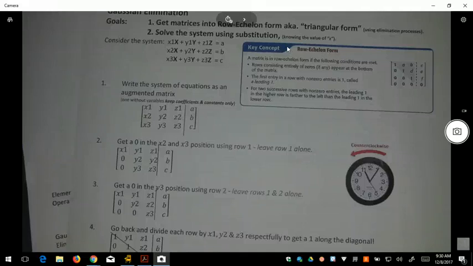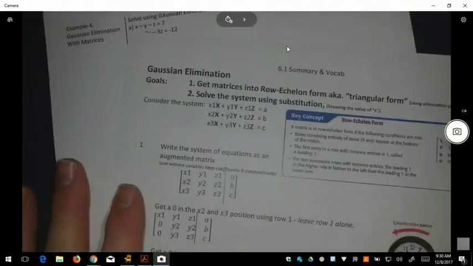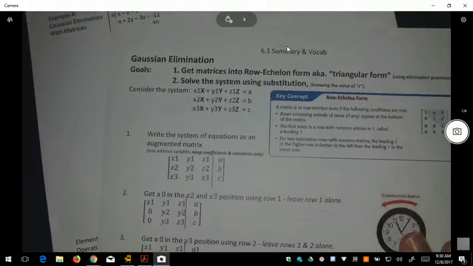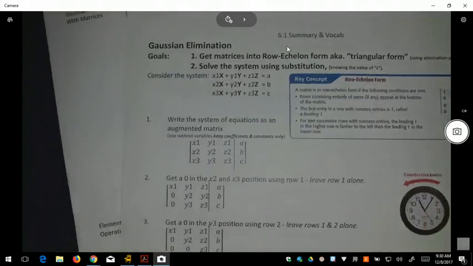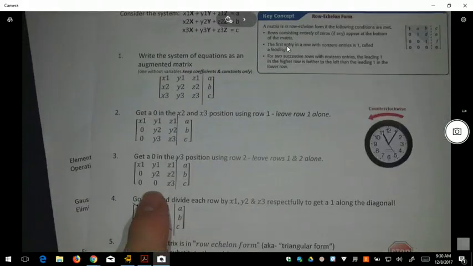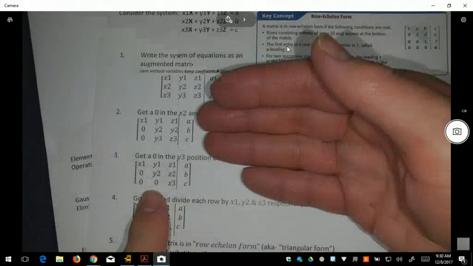All right, here we go. Day 2 of Gauss-Jordan, Gaussian. We did Gaussian elimination yesterday. What did you have to be careful about when you went to get this 0? What row did you have to use to get that 0?